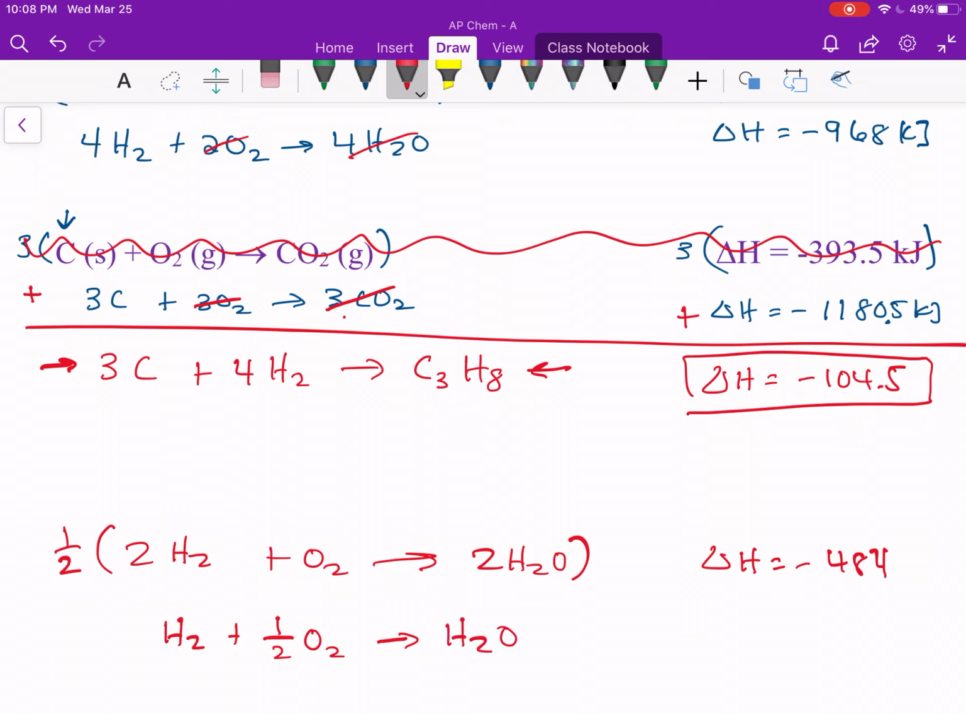And so when I divide that by 2, I'd have H2 plus 1/2 O2 goes to H2O. And that may seem weird to have 1/2, but remember, if we think about it in terms of moles, it'd be 1 mole of H2 reacts with 1/2 mole of O2 to produce 1 mole of H2O. So I can very much have 1/2 mole of something. But if I divide that by 2, my delta H, I'm also going to have to divide by 2. And so the delta H for that would be a negative 242 kilojoules. Okay, so just remember, we can multiply, but we can also divide.